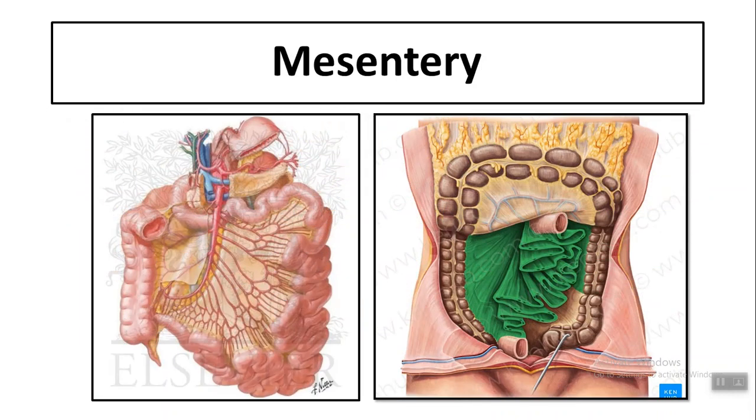How is it attached to the posterior abdominal wall? The jejunum and ileum are attached by the mesentery. This is the mesentery, which is a double fold of peritoneum attaching the small intestine to the posterior abdominal wall. Through this mesentery, we can see how the blood vessels, arteries, veins, and nerves will pass, and lymphatics will pass to the small intestine.